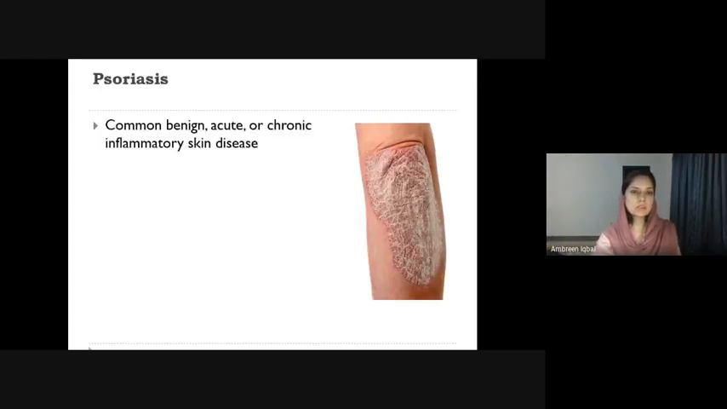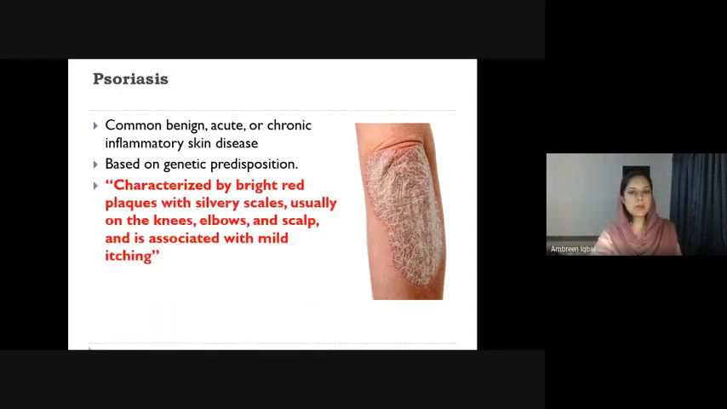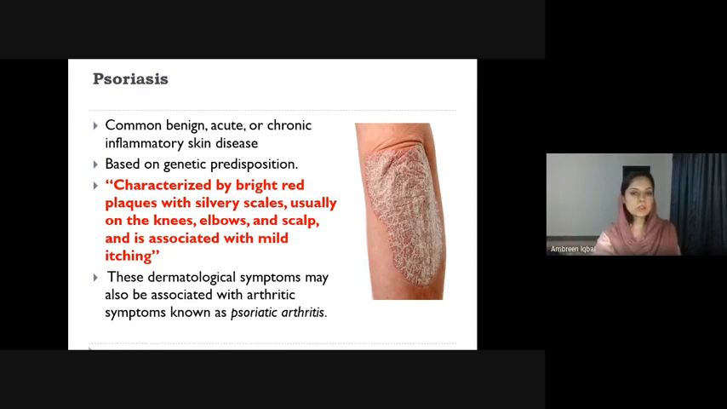Psoriasis is a common, benign, chronic inflammatory skin condition. Based on genetic predisposition, it is characterized by bright red plaques with silvery scales, usually on the knees, elbows, and scalp, and is associated with mild itching. The dermatological symptoms may also be associated with arthritic symptoms known as psoriatic arthritis.